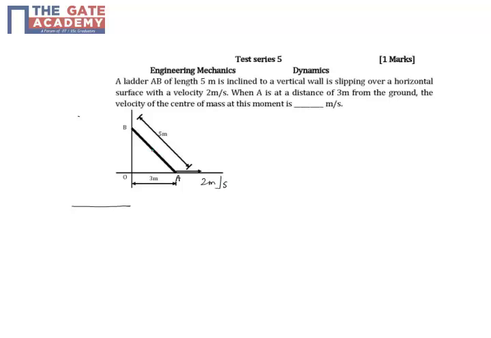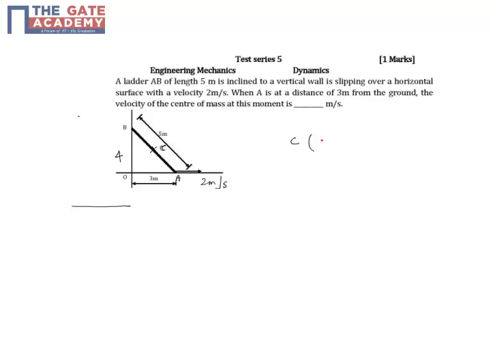And what is asked is, when A is at a distance 3 meters from the corner, that is given in the figure, the velocity of the center of mass. So center of mass obviously will be at the center of the rod. The coordinates of this center of mass are basically: OA is 3 and AB is 5, so this makes a right angle triangle. So this will be 4, because 3 and 4, the hypotenuse is 5.